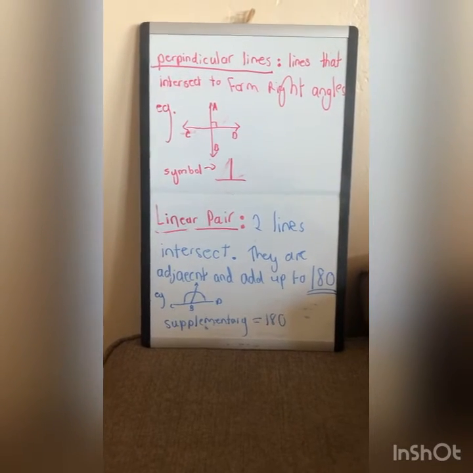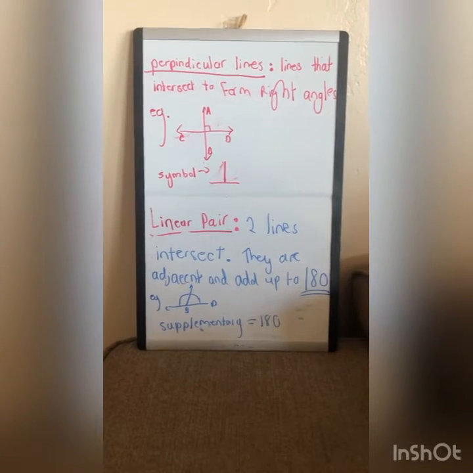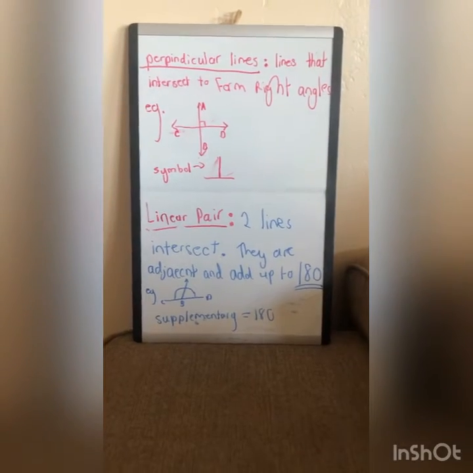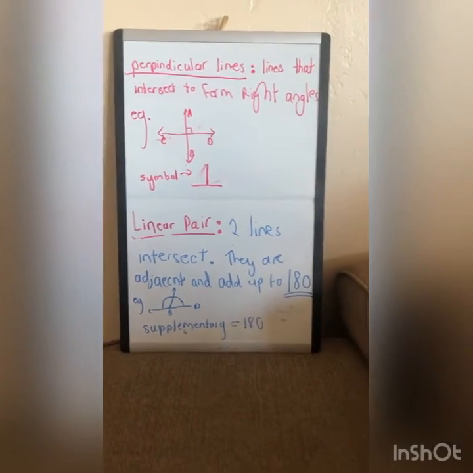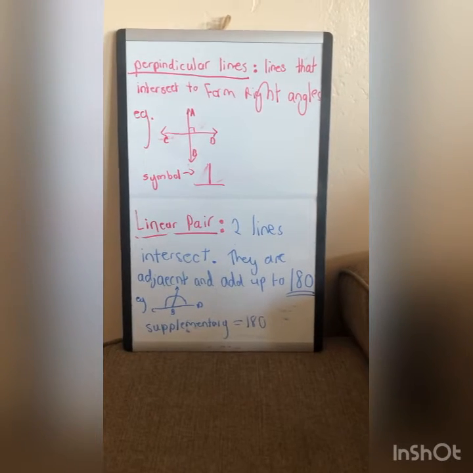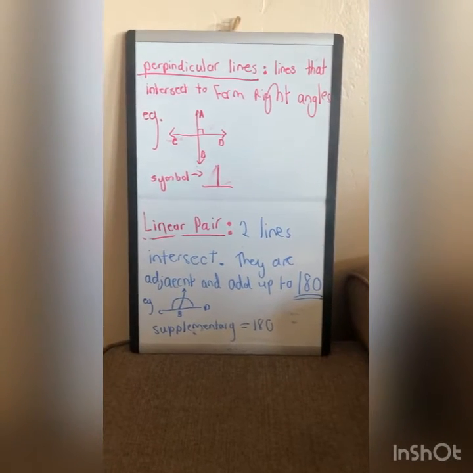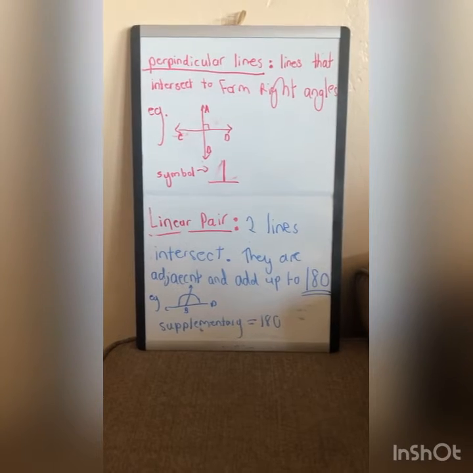And then another thing that can tell you that two lines are perpendicular to each other is this symbol over here. When you see that symbol, maybe on a test or in a book, just know that it indicates when two lines are perpendicular to each other.